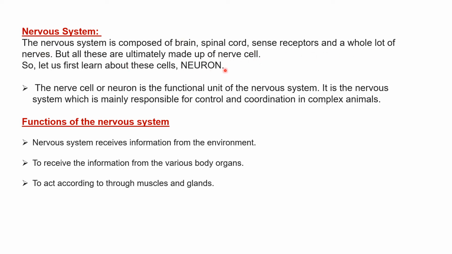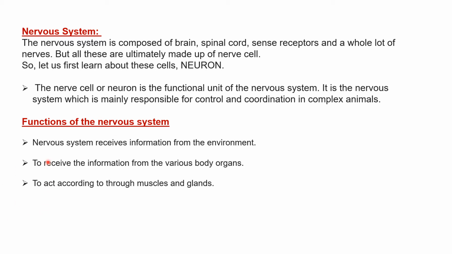So we can say that the nerve cell is a structural and functional unit of the nervous system. And what is this nerve cell called? This nerve cell is called a neuron. So nerve cell or neuron is the functional unit of the nervous system. It is the nervous system which is mainly responsible for the control and coordination in complex animals, right? Let's see the function of the nervous system.